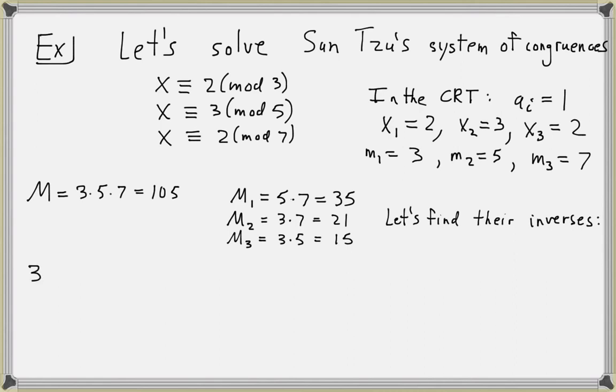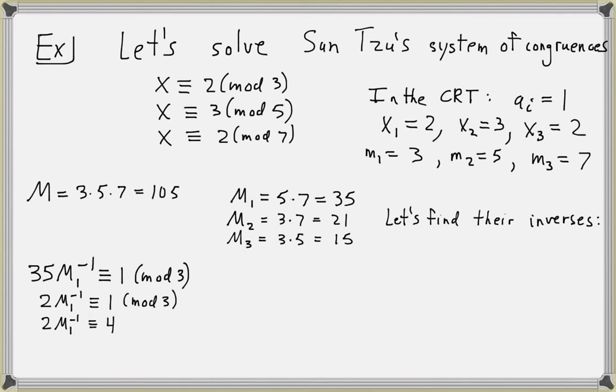Well, we need to solve the congruence 35 times M1 inverse is congruent to 1 mod 3. Capital M1 is 35, so 35 times M1 inverse would equal 1 mod 3. 35 is 2 more than a multiple of 3, so I can replace that with its residue. So this is the same as 2 times M1 inverse is congruent to 1 mod 3. Adding 3 to 1, I get 2 times M1 inverse is congruent to 4 mod 3. And I can divide by 2, which is relatively prime to the modulus, to see that M1 inverse will be congruent to 2 mod 3.